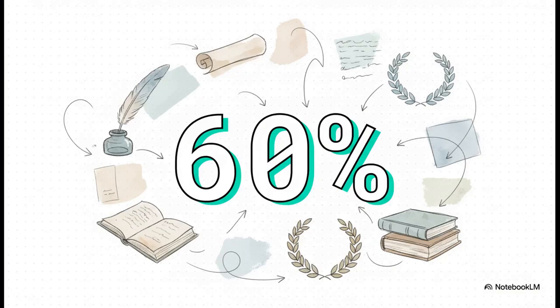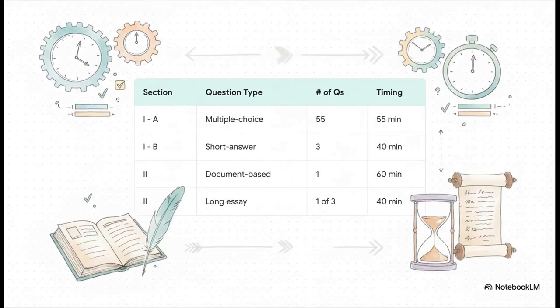Let that number sink in for a second. The majority of your score comes directly from your ability to write a compelling historical argument. This is exactly why practicing your writing isn't just a good idea, it is absolutely essential. And here's the nitty-gritty of how your time breaks down. Notice the pace on that first part. 55 multiple choice questions in 55 minutes. You gotta be quick. But then look at the time you get for writing. A full hour for the document-based question and 40 minutes for the long essay. Knowing this timing lets you practice your pacing so nothing comes as a surprise.